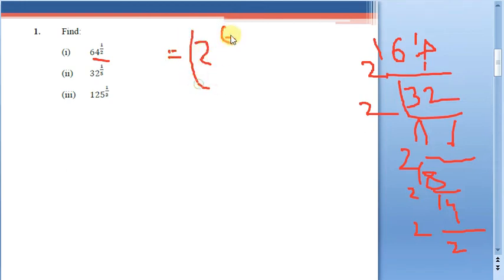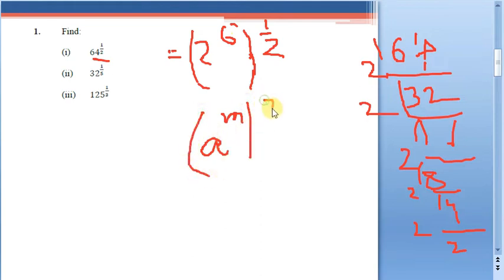And for this entire thing, whole power 1 by 2 is there. Whole power 1 by 2 is the same as square root, but we shall not use square root here, because it is already in exponential notation. Now identify the form in which it fits. It is of the form a power m whole power n, that means some number has an m power, and for the entire thing there is one more power n. What is a power m whole power n? It is the same as a power mn.